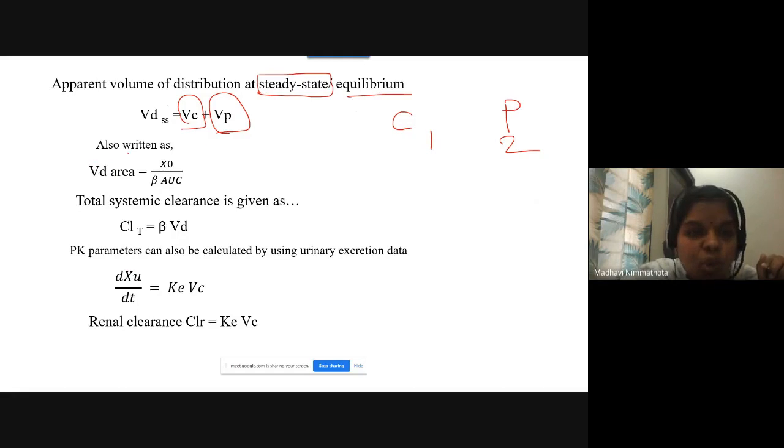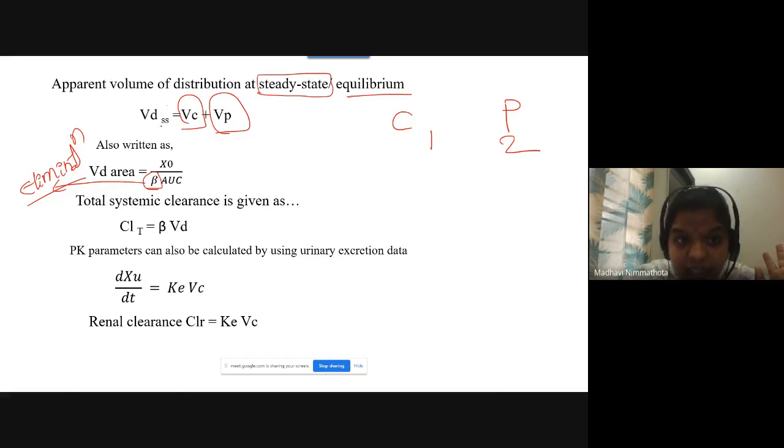This can also be written as VD area equals X naught divided by beta into AUC. Here we are considering only the elimination exponent. Whenever beta comes, elimination should come to your mind. Distribution means you have to remember alpha and capital A. Elimination, beta and capital B. Then this is VDSS. SS is steady state volume of distribution.